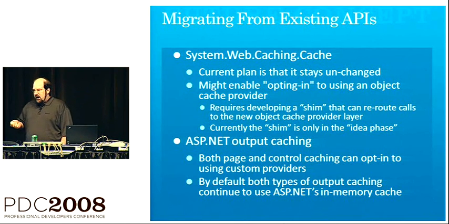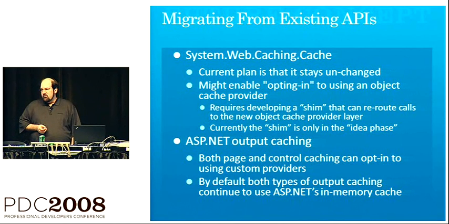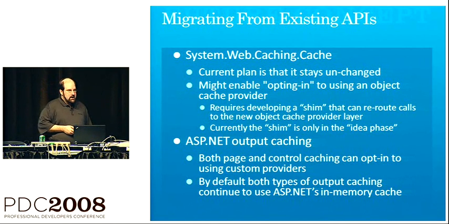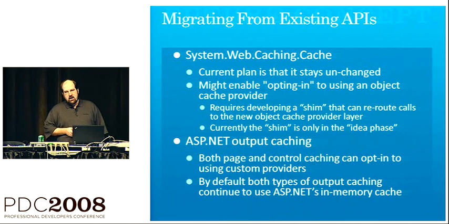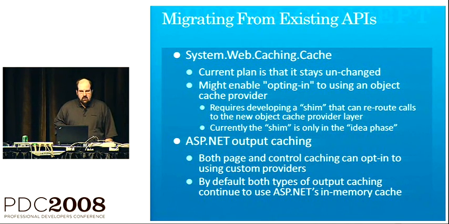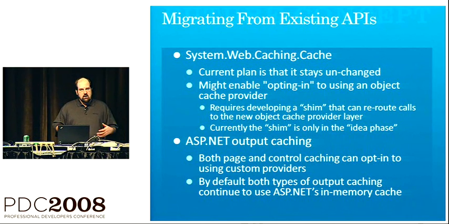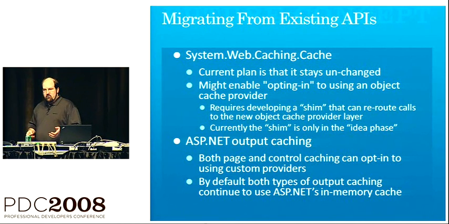Right now, though, for object caching, just looking at where we are, what will most likely happen is that the existing cache object in the System.Web.Caching namespace is, right now, on a plan to stay unchanged. It's just a matter of we have a lot of other work to get the new API built, get it reviewed, probably mutate it three or four times based upon feedback, et cetera, et cetera.